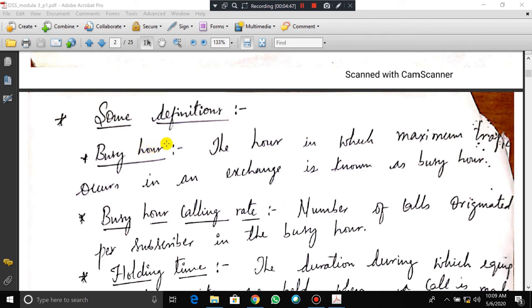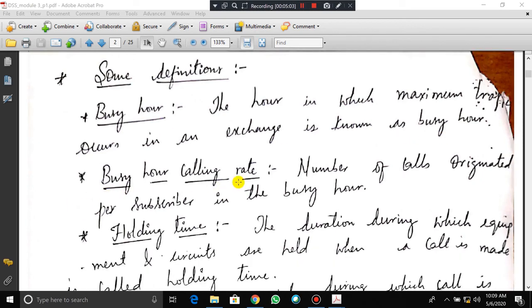The hour in which the maximum traffic occurs in an exchange is known as busy hour. So busy hour means the hour in which the maximum traffic occurs in an exchange. Next, the busy hour calling rate. These definitions are very important.